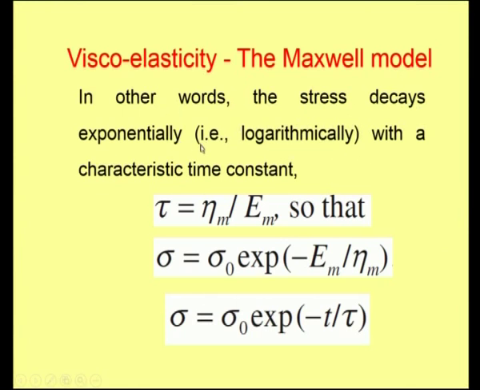with a characteristic time constant τ. So, this τ is the typical time constant of a Maxwell model, which is simply the ratio between the viscosity of the fluid, ηm, and the spring constant, Em. This ratio is τ. Therefore, using τ equal to η by Em in this equation, we finally get σ equal to σ0 into e to the power minus t by τ.